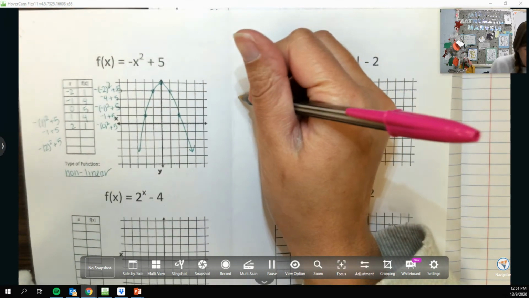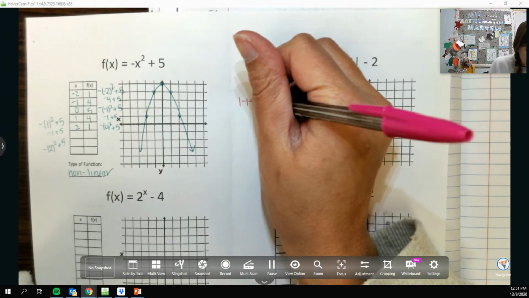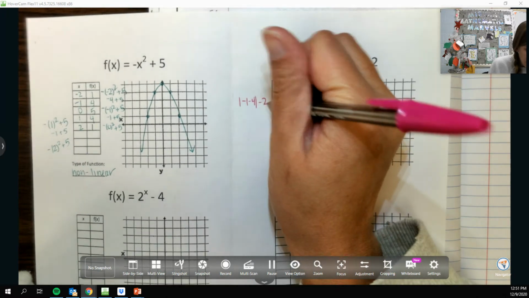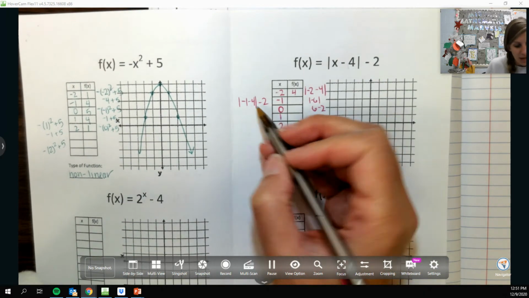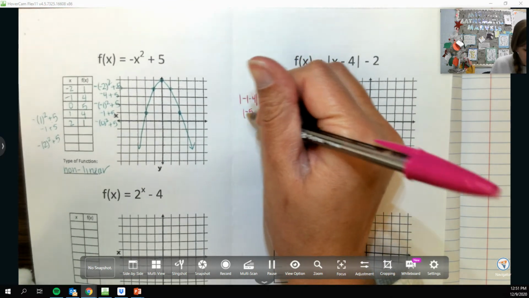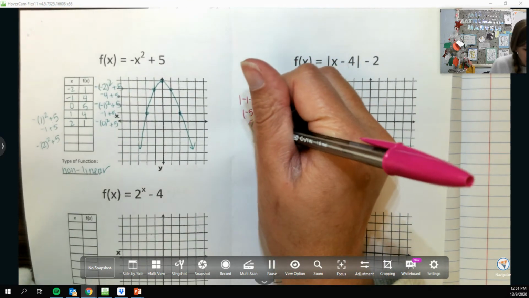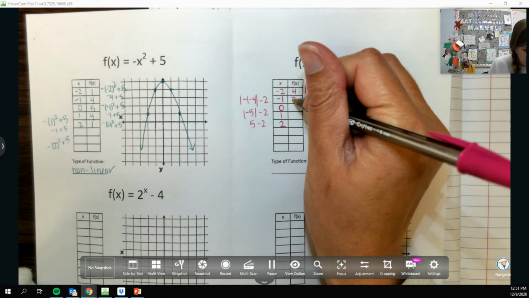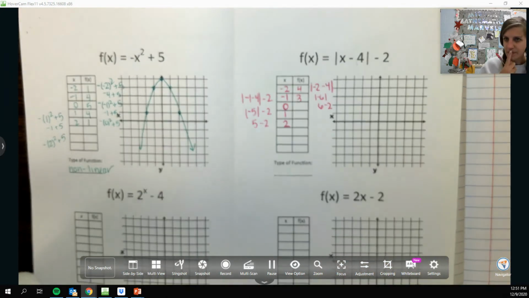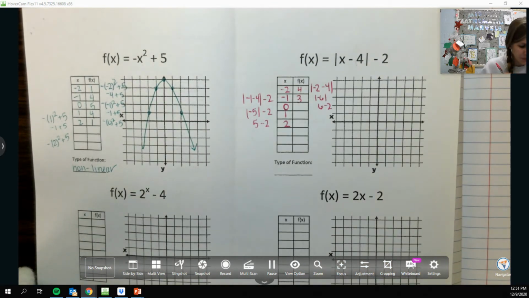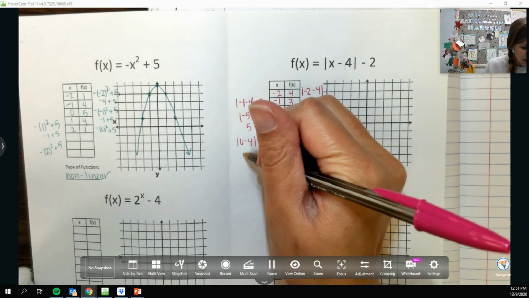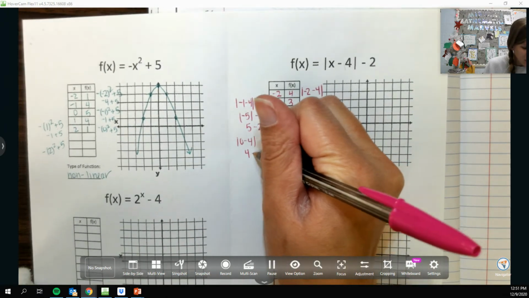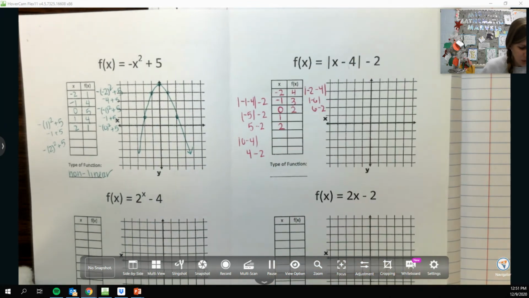If I plug in the -1, -1 minus 4, then -2. So we're going to do what's inside the bars first. So -1 minus 4 is -5. Absolute value of that is 5 minus 2 is 3. Interesting. When I plug in 0, we're going to have 0 minus 4, which is -4. But absolute value of that is 4 minus 2 is 2.